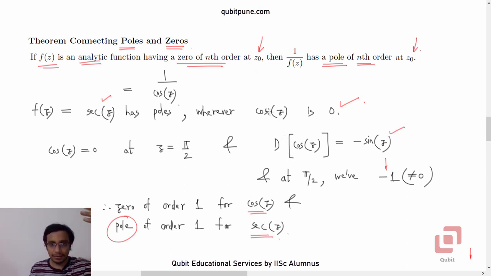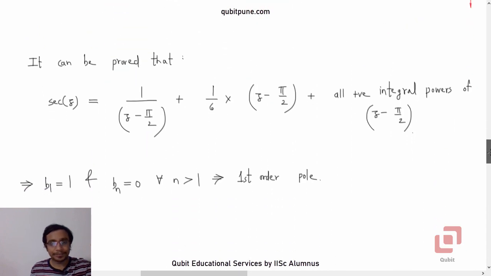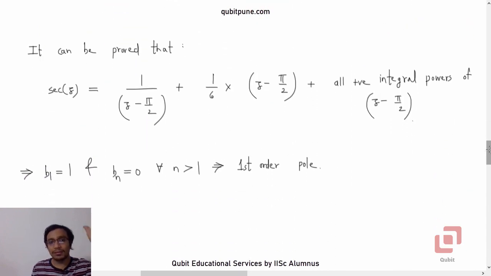So if f of z is analytic, in this case cos z, and if it has a zero of nth order, then its reciprocal must have a pole of the nth order at the same location. Now what does the Laurent expansion have to say for this? You can actually obtain this Laurent expansion. sec z is given by 1 upon z minus pi by 2 plus 1 upon 6 into z minus pi by 2 plus all positive integral powers of z minus pi by 2 with their appropriate coefficients.